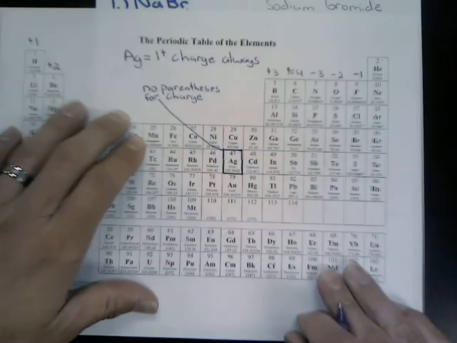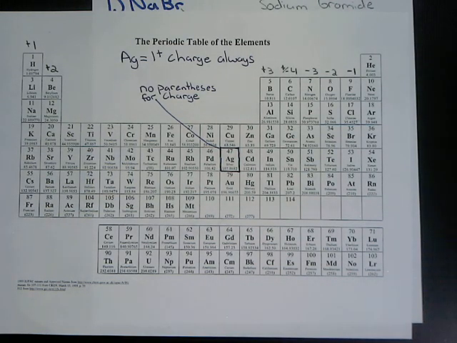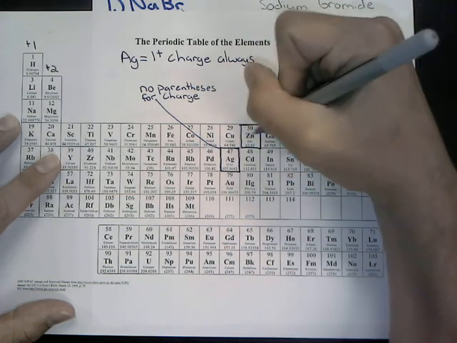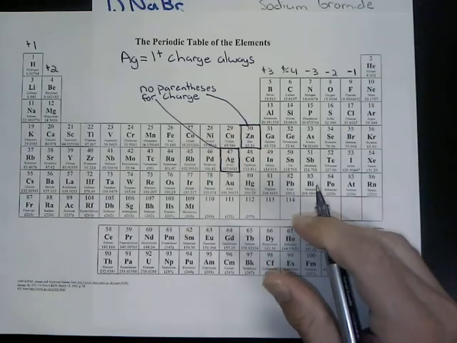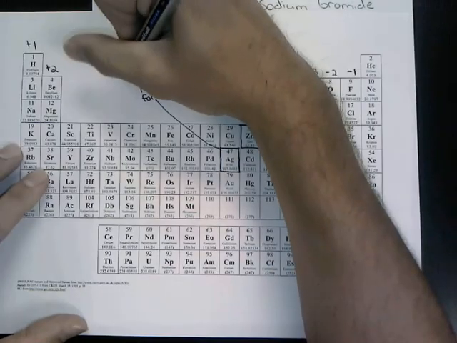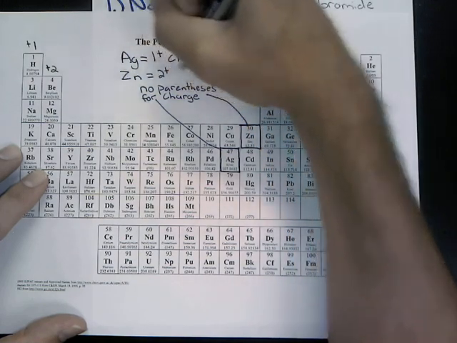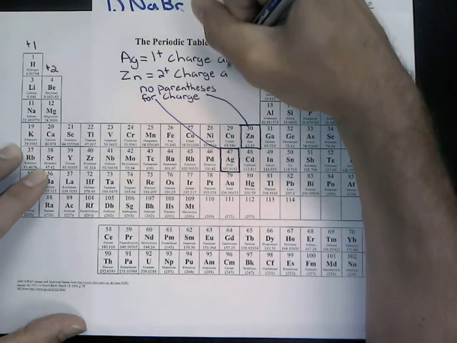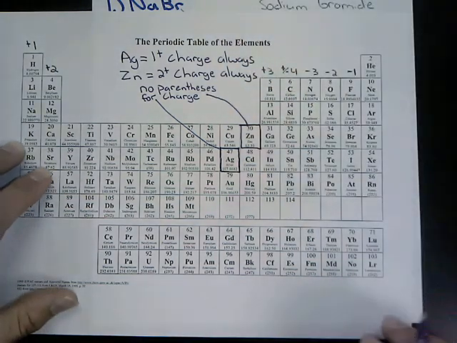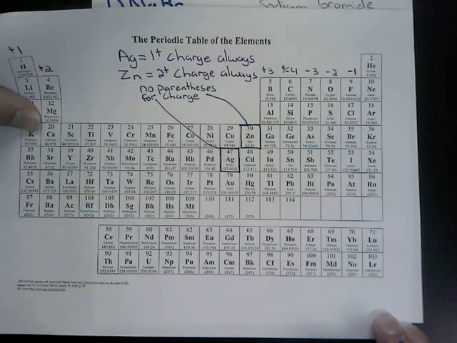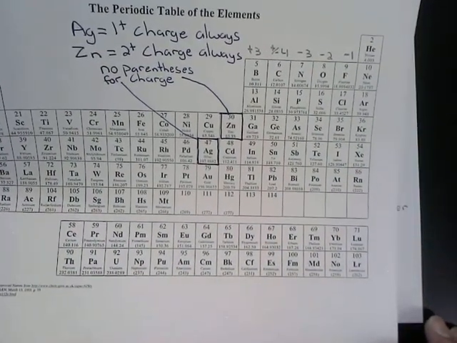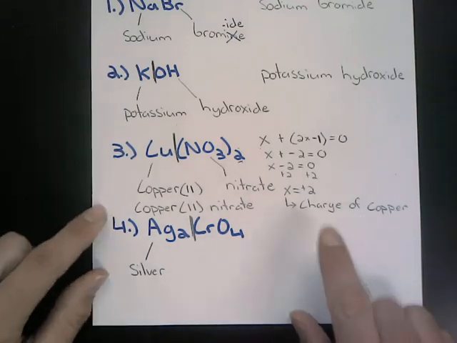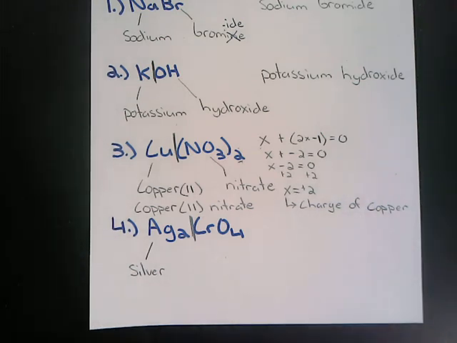The other element that we do not put a set of parentheses for in our transition metals is zinc. Zinc, again, no parentheses to indicate that charge. Zinc, when it is in its ionic form, it always has a 2 plus charge, and so that is why we never have to indicate what the charge is of zinc and silver. So yes, these are transition metals, but we do not need to indicate in parentheses what the charge is. So that's really nice for us. We don't have to worry about what the charge is.